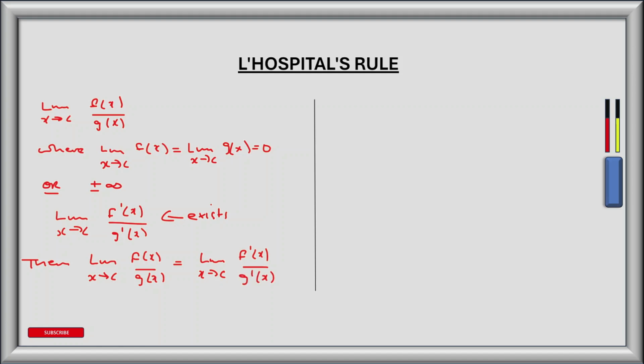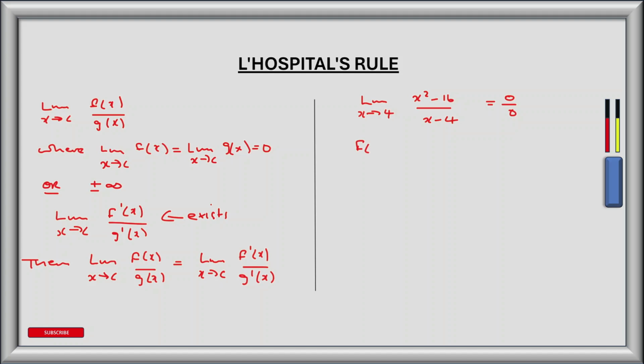Let's take the first example that we looked at, which was to find the limit as x tends towards 4 of x squared minus 16 divided by x minus 4. Now we found that this limit was indeterminate because it was 0 divided by 0. So let's use L'Hopital's rule to see if we can find this limit.